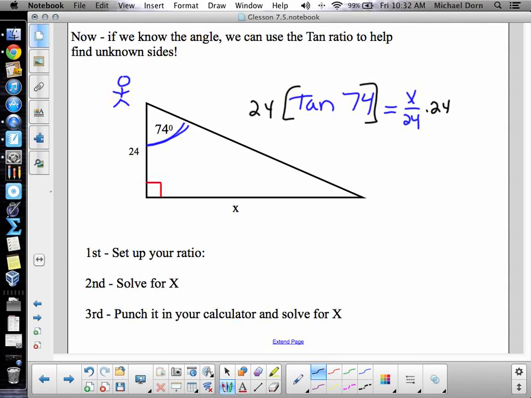Now, it's 24 times tan 74. I can't take the 24 times the 74. It's 24 times the value of tan 74. And here's where your calculator is awesome. I mean, your calculator knows what the tangent of 74 is. So you can literally put in 24 tangent of 74, close the parentheses, equals, and it'll tell you that that side is 83.7.